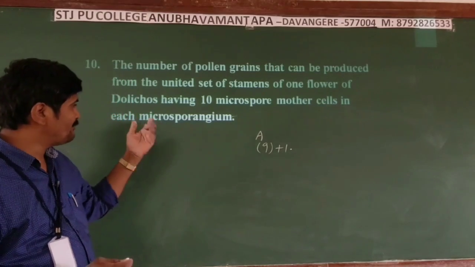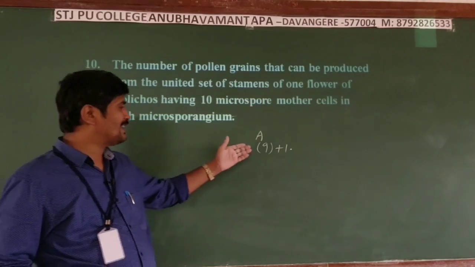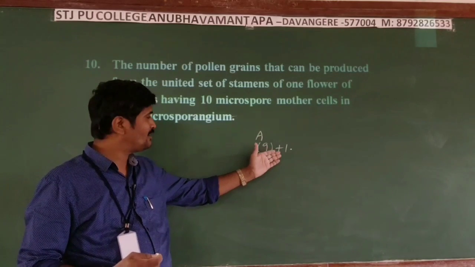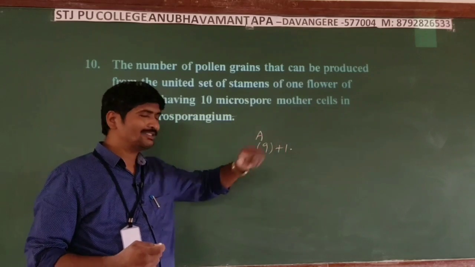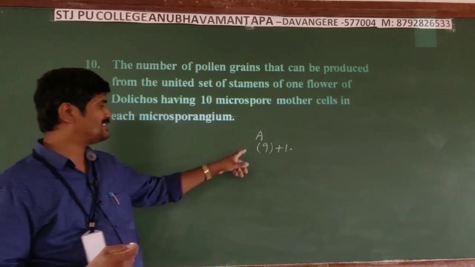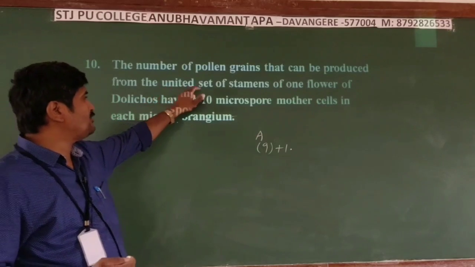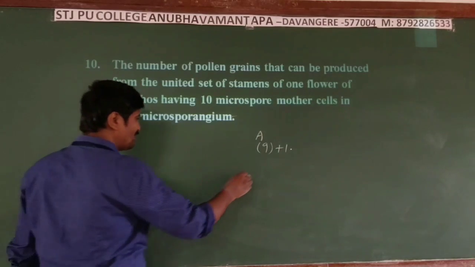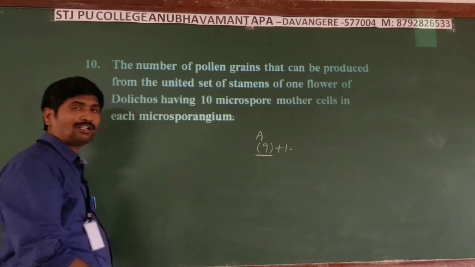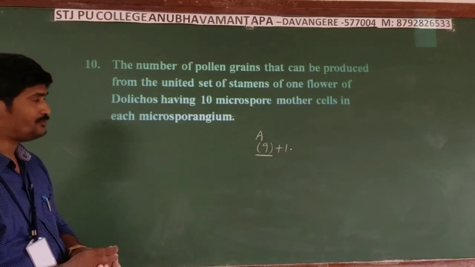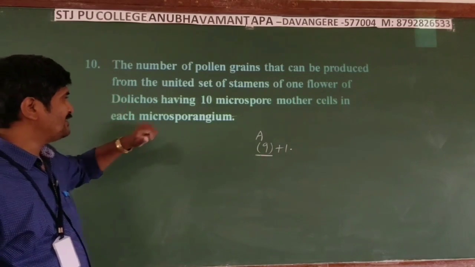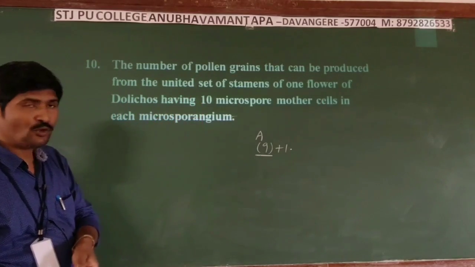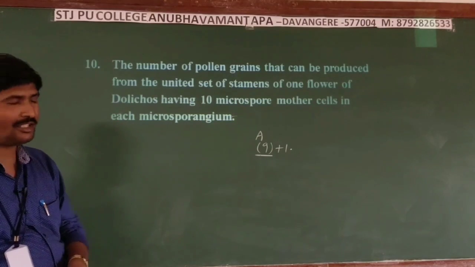If you take any Fabaceae family member, each flower contains 10 stamens. 9 are united, that is one bundle, and a single stamen is another bundle, that is 9 plus 1. Here, the united set of the stamens of one flower of Dolichos, you consider 9 only, not 10, having 10 microspore mother cells in each microsporangium.